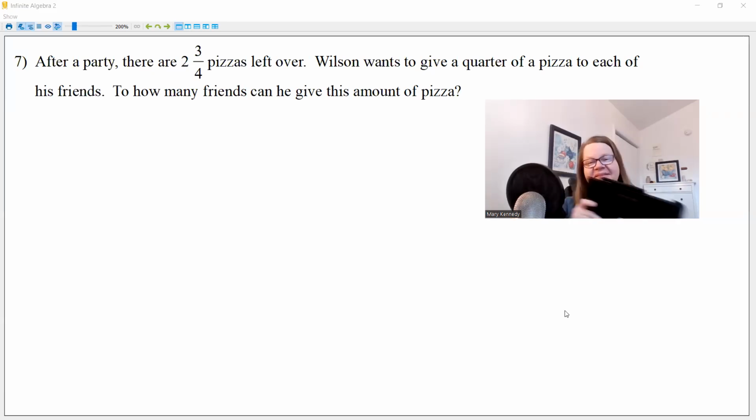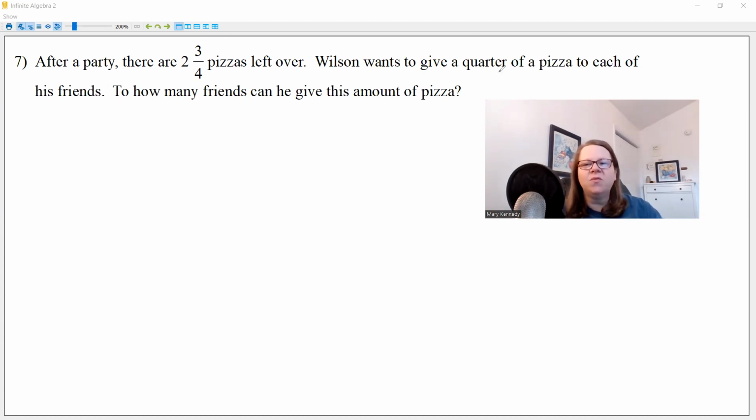All right, so here's a good little word problem that involves fractions, and those are not usually fun. We don't typically like to deal with those kinds of problems. I'm going to show you a couple of strategies for this. So after a party, there are 2 3/4 pizzas left over. So almost 3 pizzas, right? 2 3/4, one more.